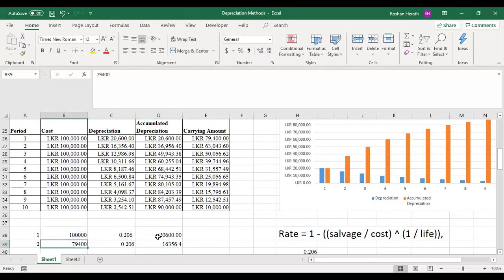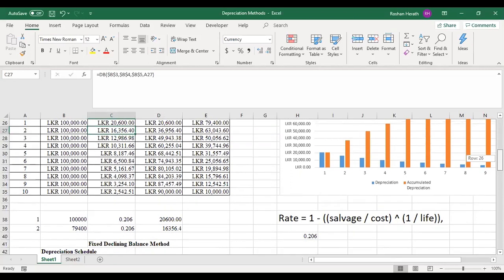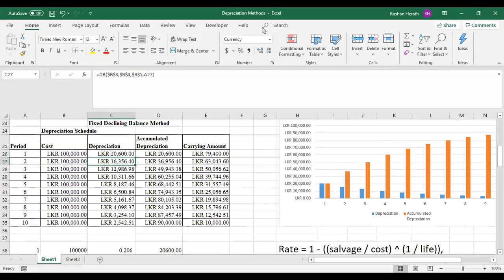Then from the second year onwards, you have to take the carrying amount at the beginning of the second year. So it is 79,400. If you apply the same rate, you end up getting the second year depreciation. So therefore, you know even how to do that manually. But this may not be something that you should use. Once you are familiar with the formula, you can easily do that. That is just to reduce your burden, right? Okay, good.